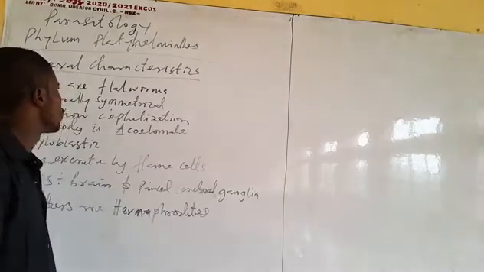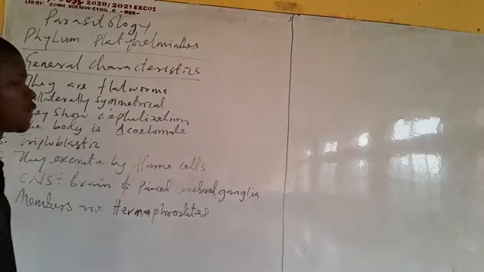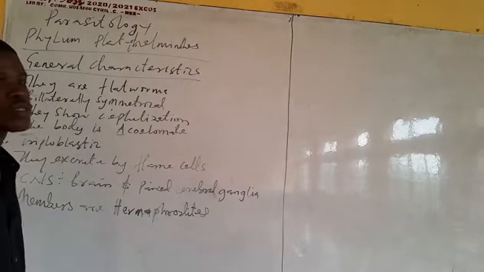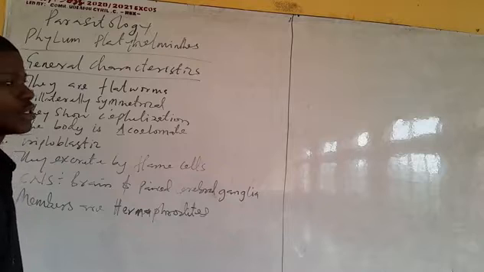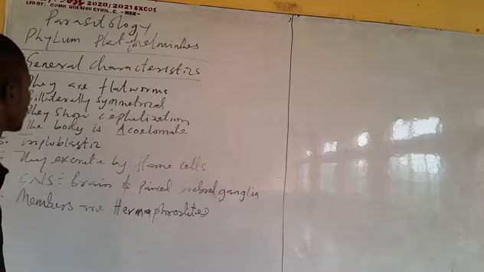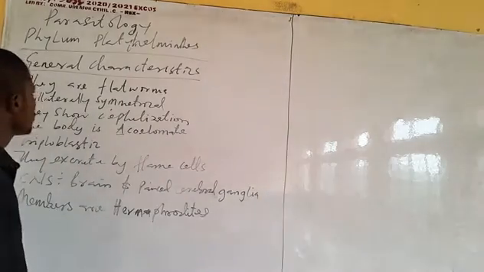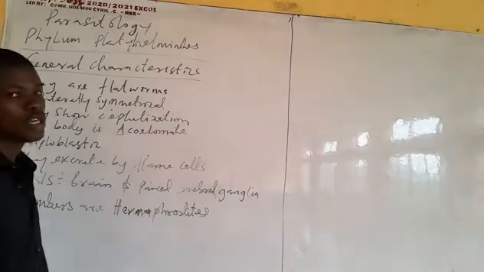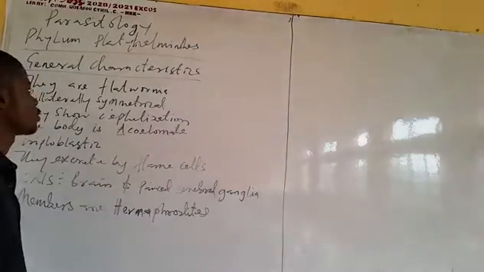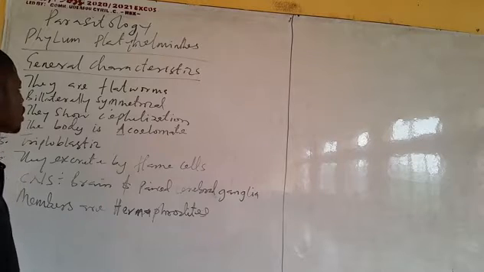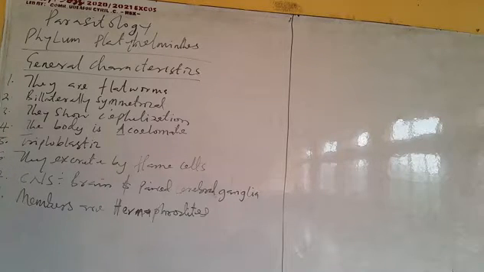Alright, so from what we have on the board, whenever you see phylum Platyhelminthes, one thing that should come to your mind is that these are flatworms. Nematodes are roundworms, while phylum Platyhelminthes are flatworms. Another characteristic here is that they are bilaterally symmetrical. Bilaterally symmetrical means that their body can be divided into two halves.